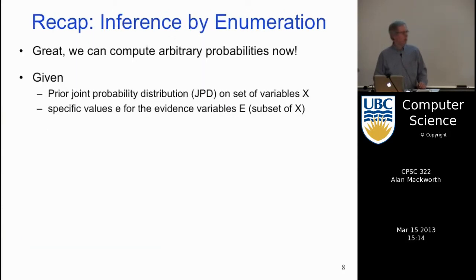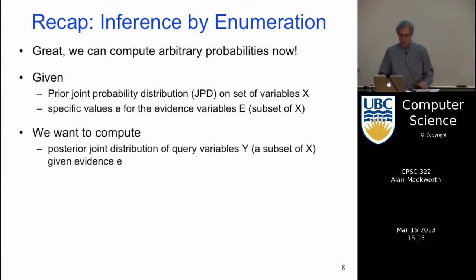And so now you can do anything you want. This JPD captures all our knowledge at a certain point of time. We can now incorporate any kind of evidence that will shift our beliefs about that knowledge. And we know how to incorporate it. So the general problem, formally, is we've got this prior joint probability on some large set of variables, perhaps. We've got specific values for the evidence variables E, which is some subset of those. And we want to compute the posterior joint distribution of the query variables, the ones we're interested in, which again might be a small subset of X.